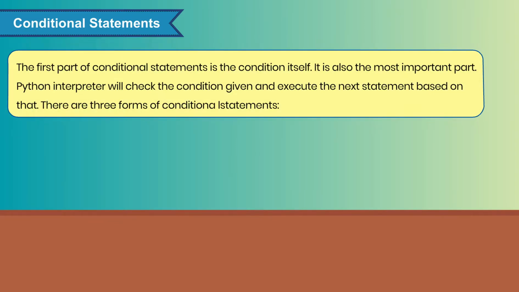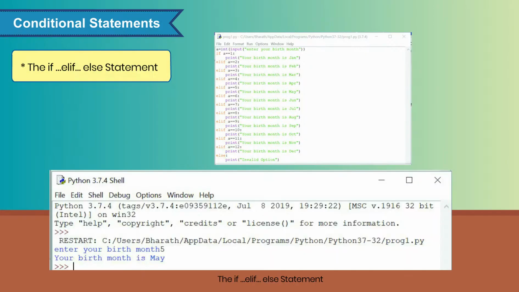The first part of a conditional statement is the condition itself. It is also the most important part. The Python interpreter will check the condition given and execute the next statement based on that. There are three forms of conditional statements: the if statement, the if-else statement, and the if-else-if statement.